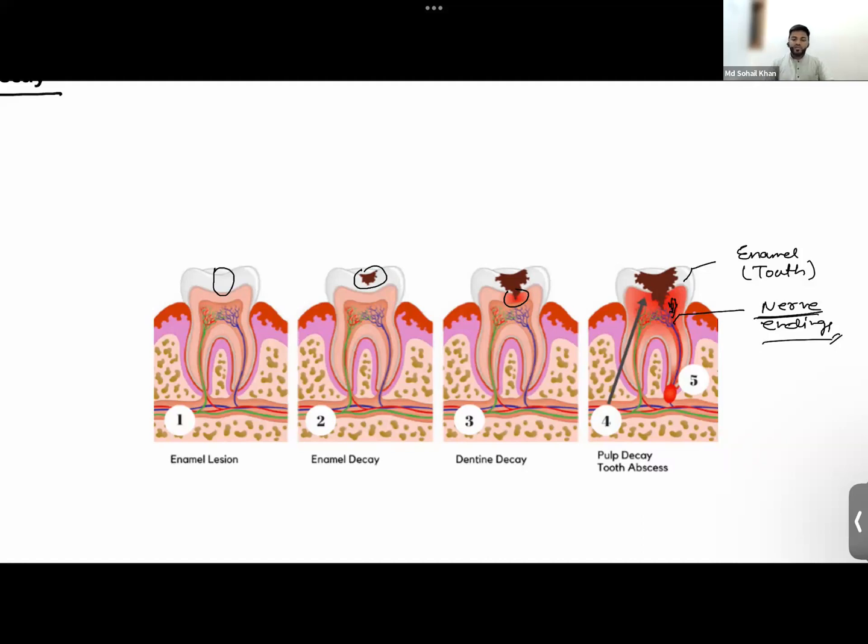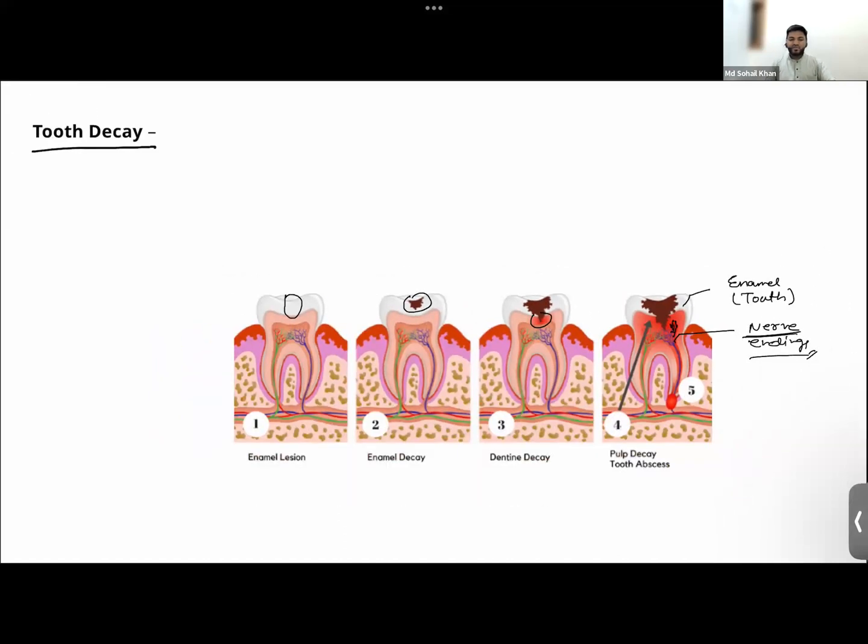So what are the basic causes of tooth decay? It is basically eating too much sugary food, and eating soft drinks and different types of chocolates. The bacteria are known to grow on sugary foods, and they release certain types of acids. Right, guys?